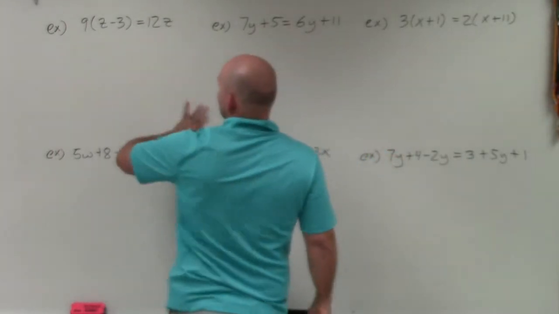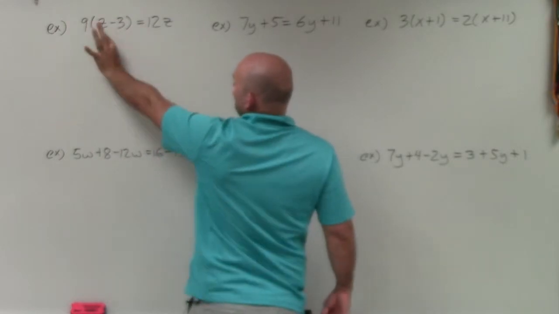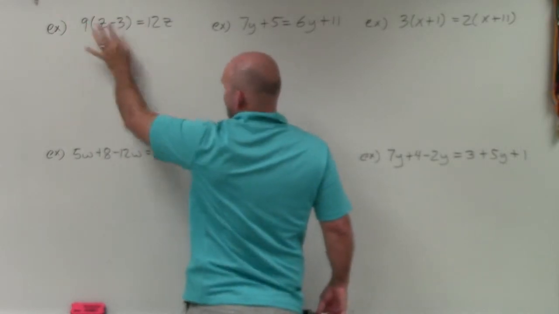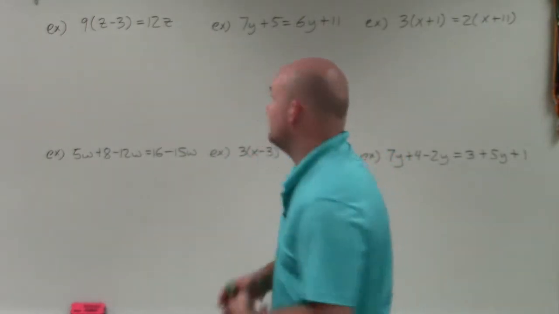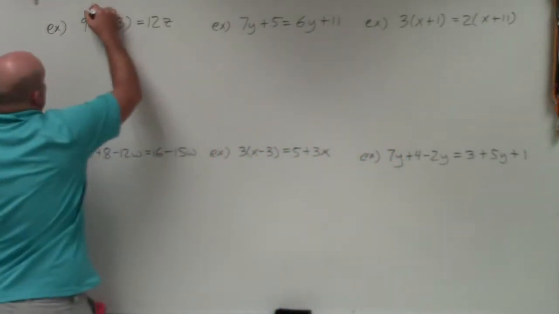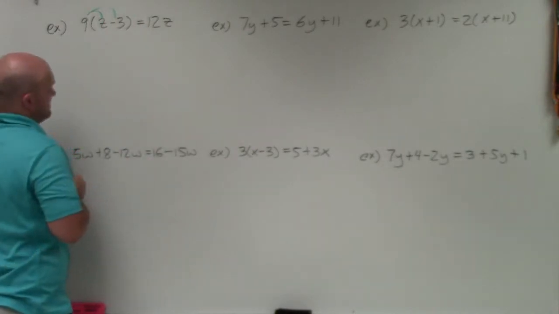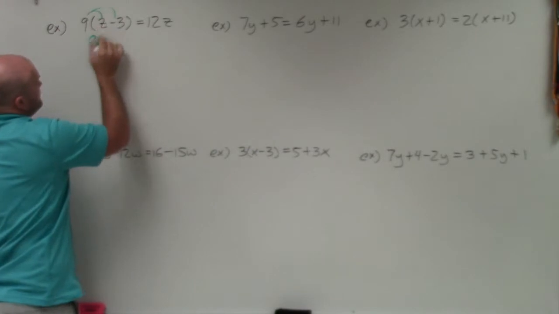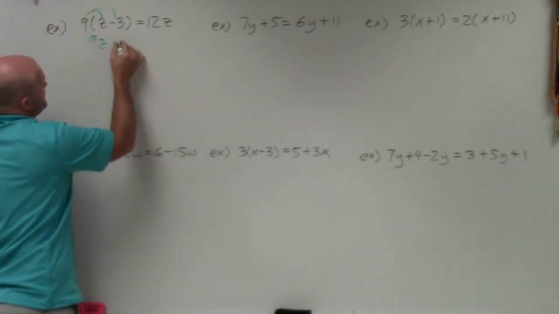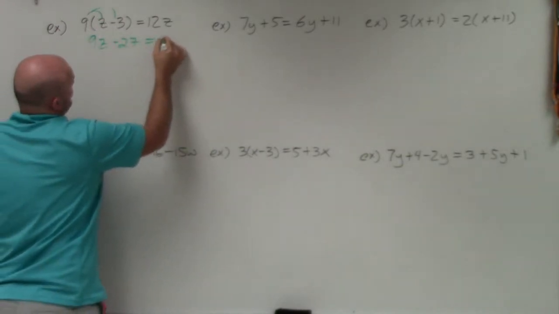So in this case, what I'm trying to say is I cannot isolate the variable because this variable right now is being multiplied by 9. So what I need to do is apply the distributive property to simplify the variable. So I'm going to multiply 9 by z minus 3. By applying the distributive property, I get 9z. 9 times z is 9z. 9 times negative 3 is a negative 27 equals 12z.